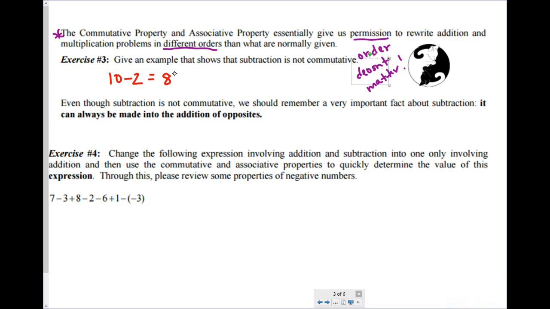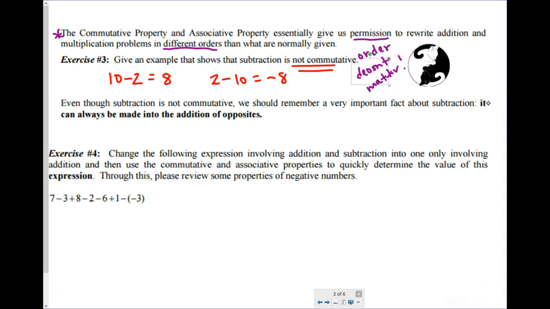8. The commutative property says that I could move that 10 and that 2 around and say, okay, 2 minus 10 should also equal 8. But it doesn't. What is 2 minus 10? It's negative 8. So this is not commutative.